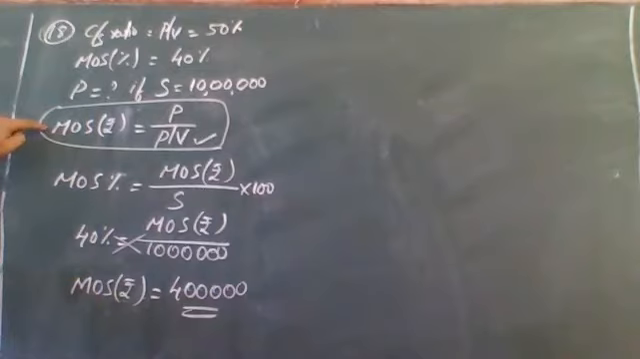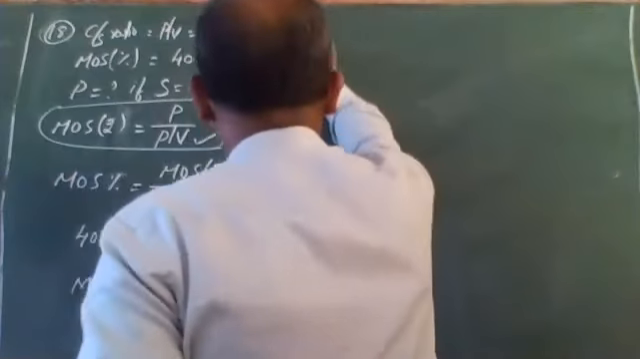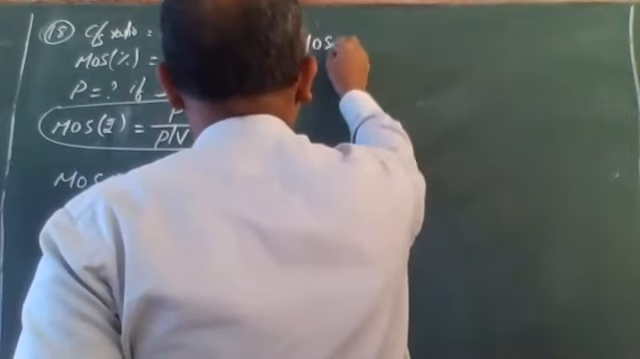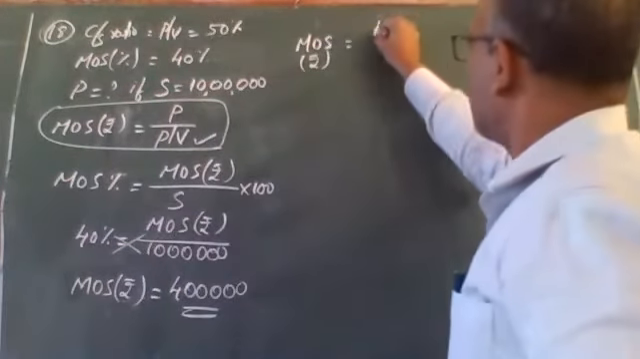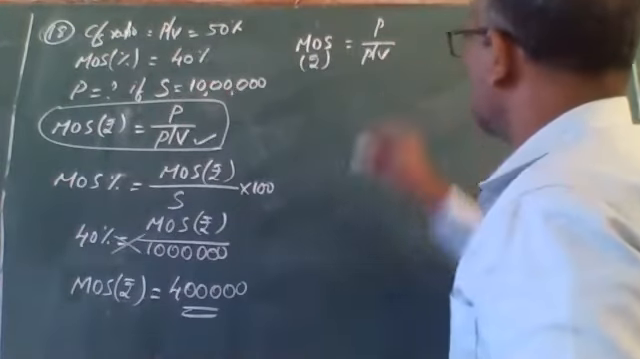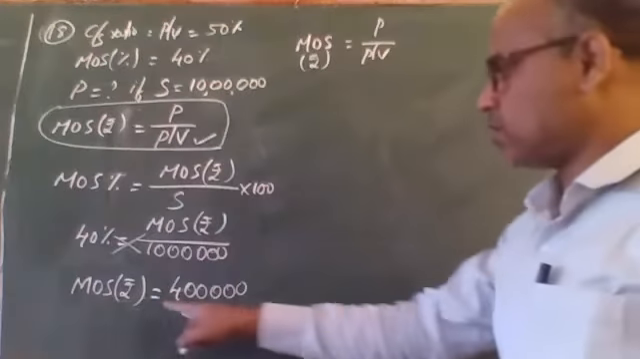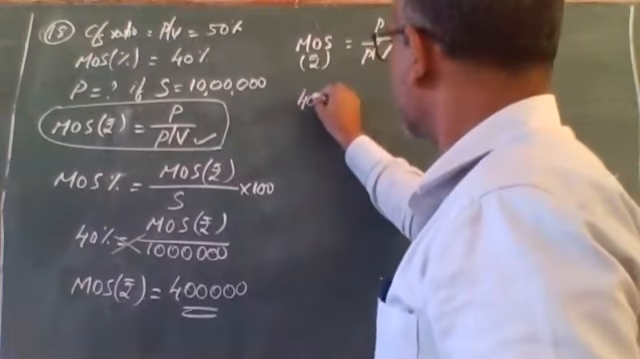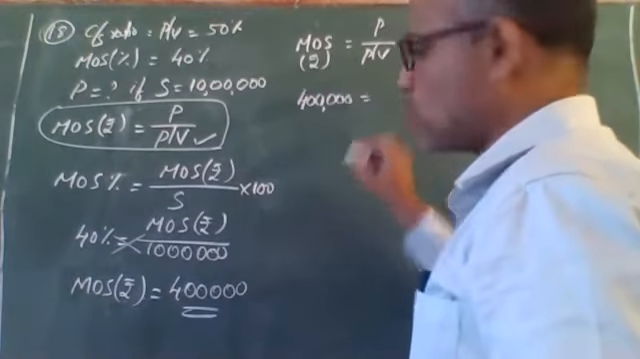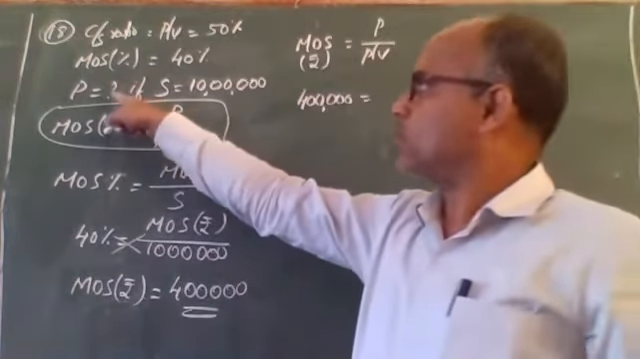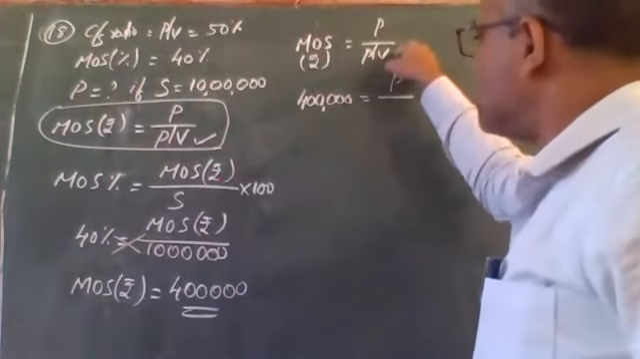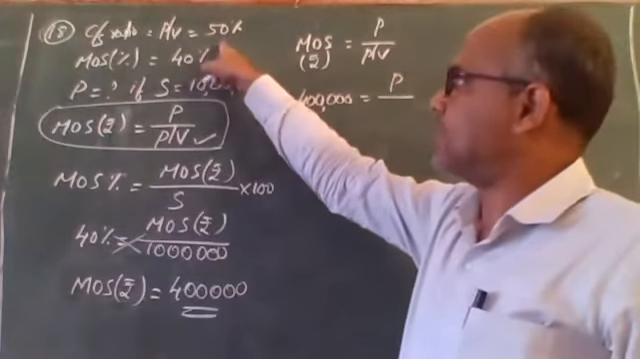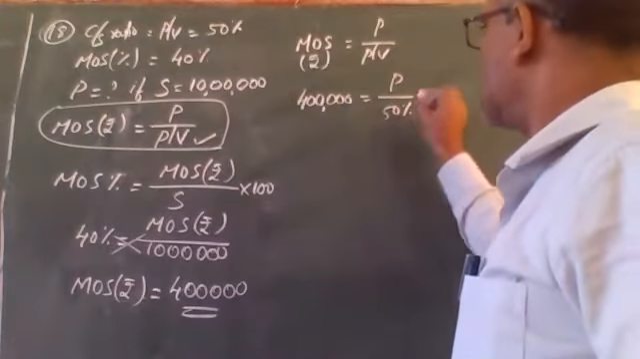Now you can come back to this formula. What is the MOS rupees formula? MOS rupees is equal to profit by PV ratio. Do you know MOS rupees here? Yes, sir. So 4 lakhs is equal to, do you know profit? No, sir. That is what we are trying to find out. So profit is a question mark. PV ratio, do you know PV ratio? It is given in the question as 50%.